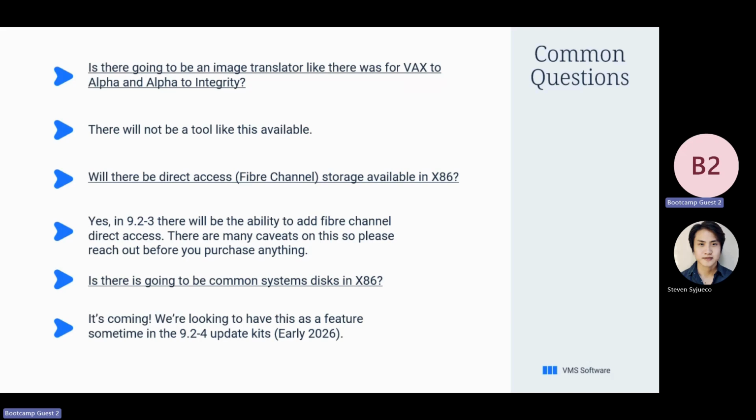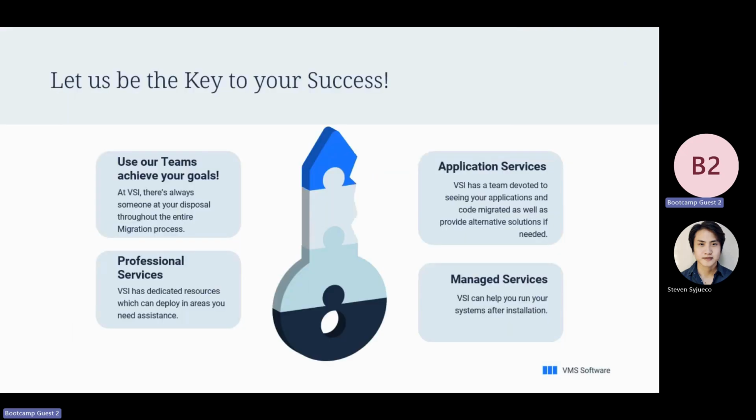And then direct access Fibre Channel, yes. We have that. Common system disks are on the horizon, and those are coming in 9.2.4. So these things are all starting to make these x86 boxes look a lot like your boxes of today, and have the same abilities and performance. So we're really excited about that.